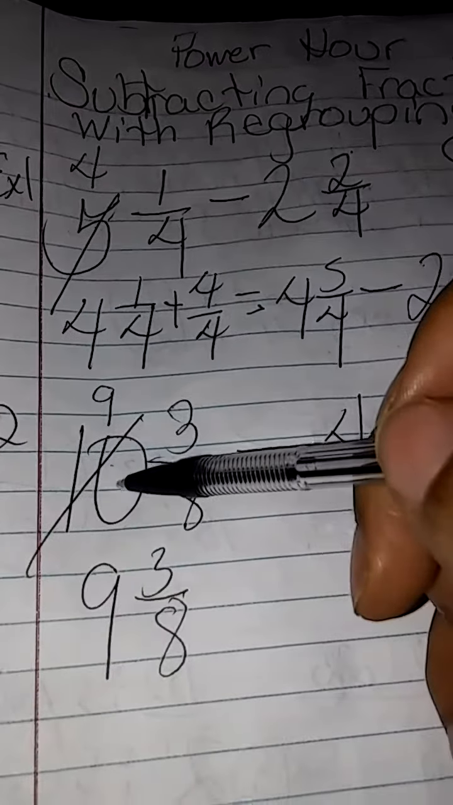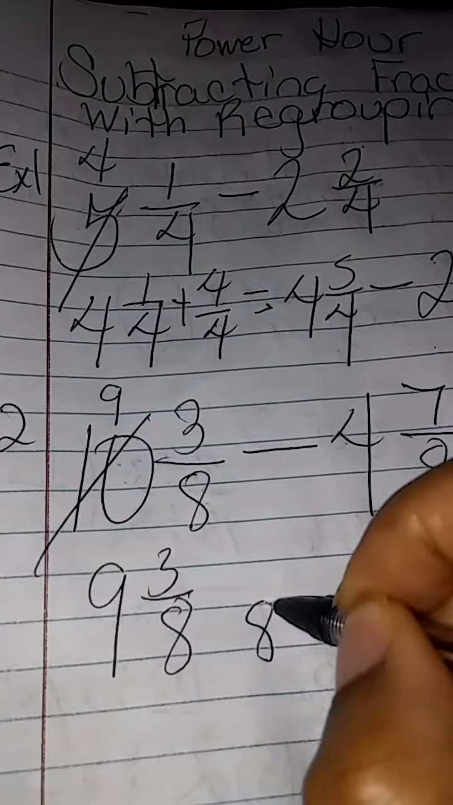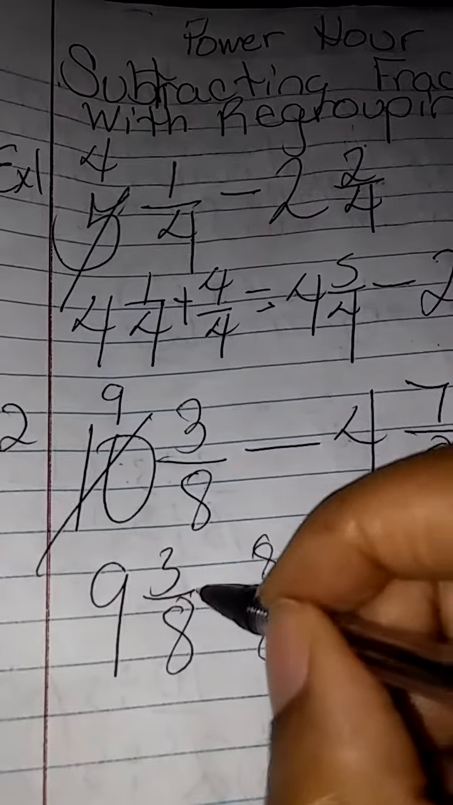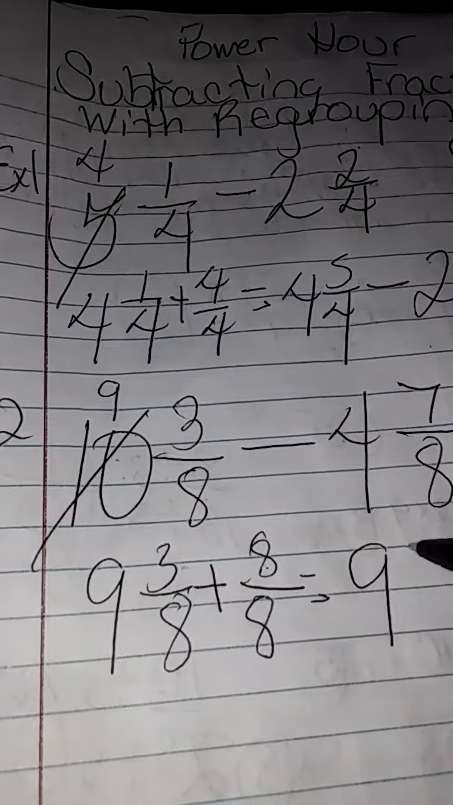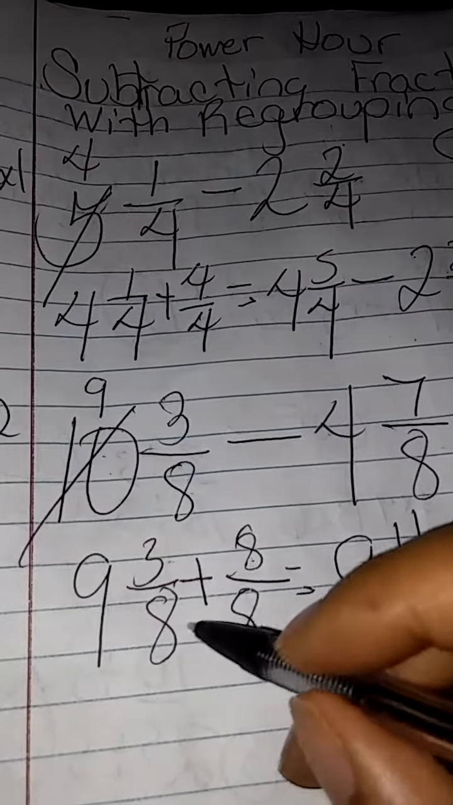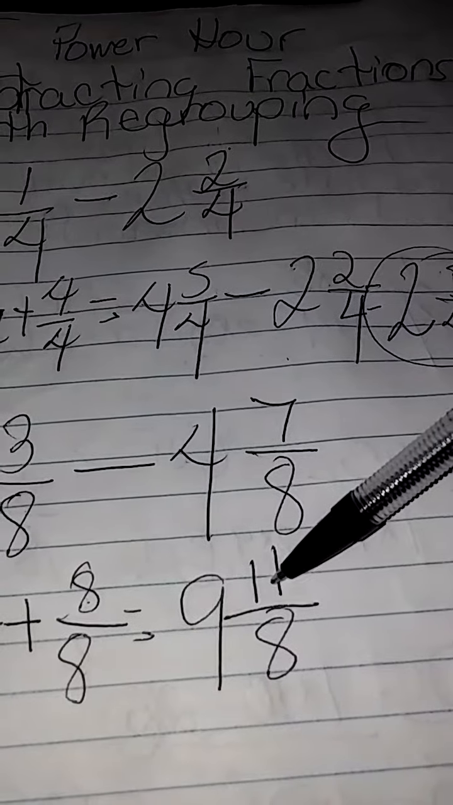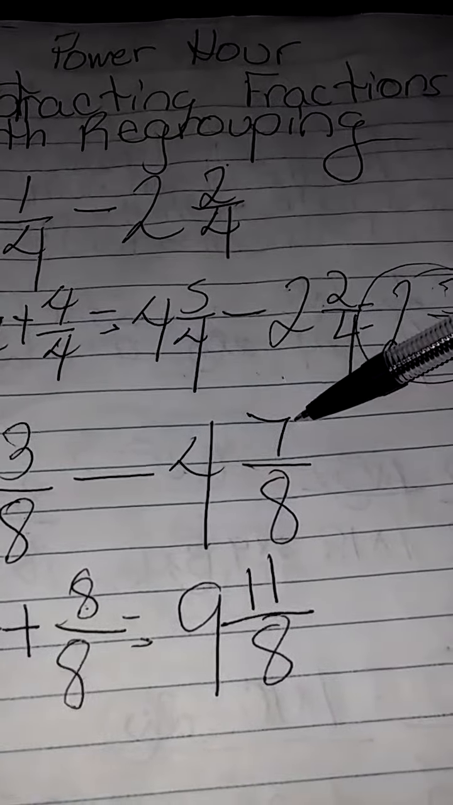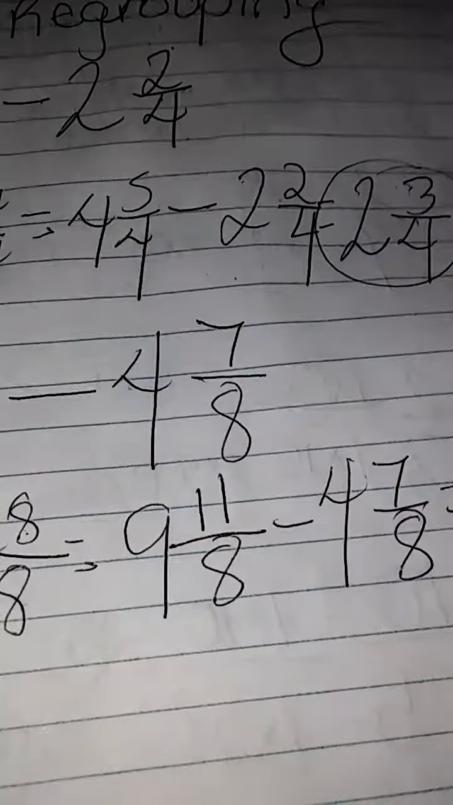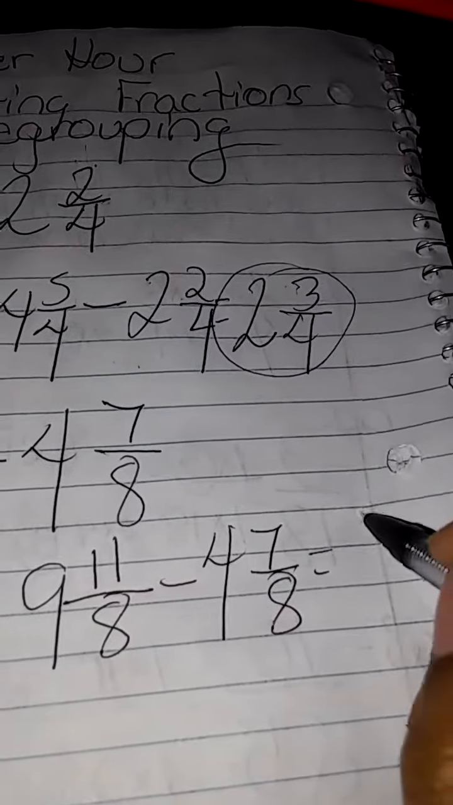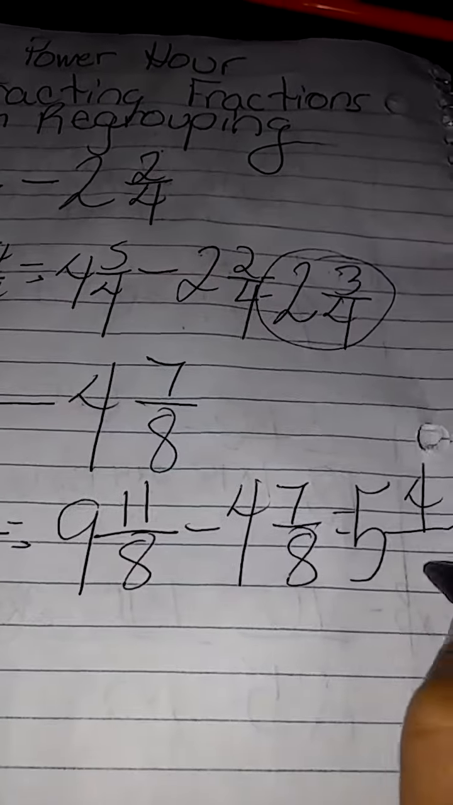The one that I borrow, I will change into a whole fraction that has 8 as the denominator. So that's 8/8. I'll add these two together. I get 9. 3 plus 8 is 11. And do not add your denominators. Now I have 11 here, which is larger than this 7. So now I can subtract the 4 and 7/8. 9 minus 4 is 5. 11 minus 7 is 4. And keep the 8.